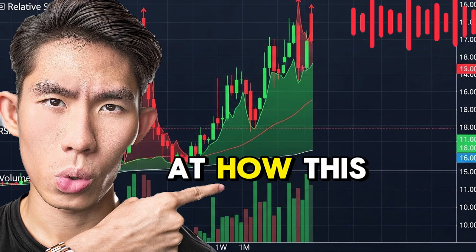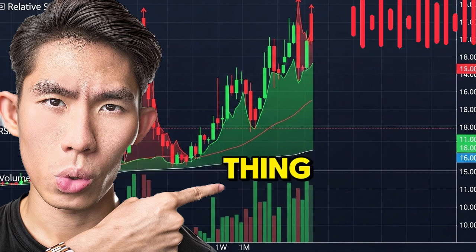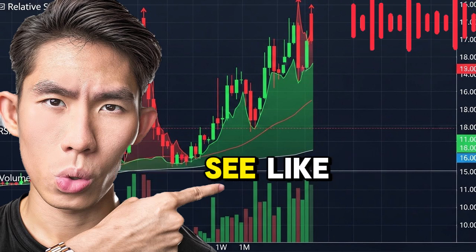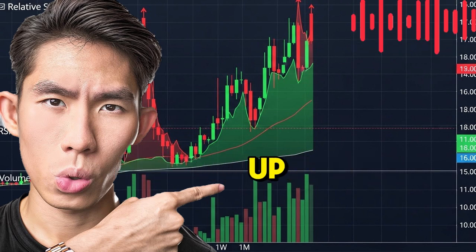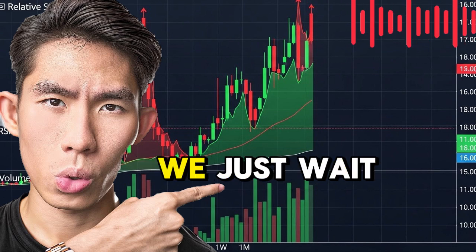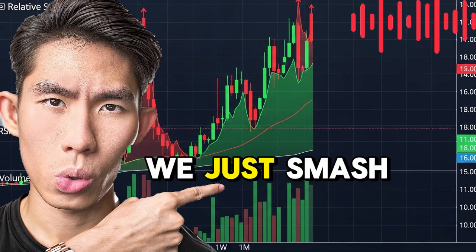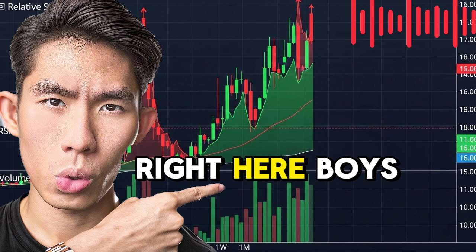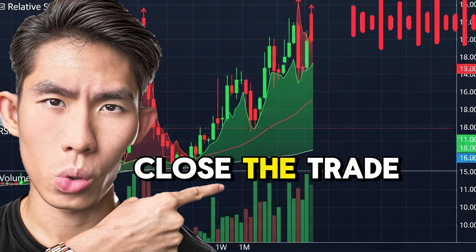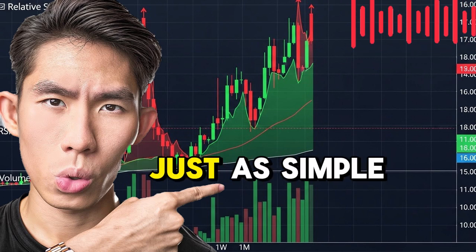Now let's look at how this trade will play out. I'm just gonna fast forward this so that I don't waste your time. And you can see price just going up and going up, going to our take profit, and we just wait, be patient, and bam, we just smash our take profit right here, boys, and we have closed the trade. Yup, it's really just as simple as that.